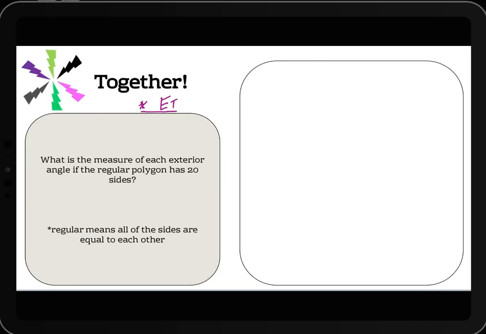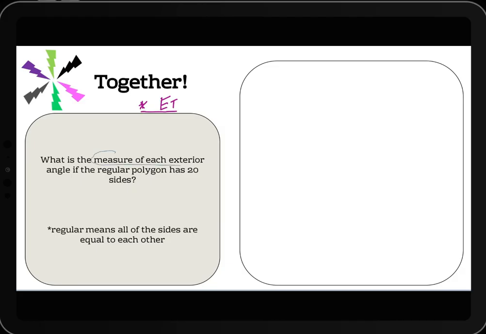So in the final example here, another exit ticket helper. This is the final exit ticket helper. This one wants us to determine what is the measure of each exterior angle if the regular polygon has 20 sides. This is very easy. To determine this particular statement right here, in fact, I'm going to see if I can copy it. Measure of each exterior angle. I'm just going to copy that part of it.